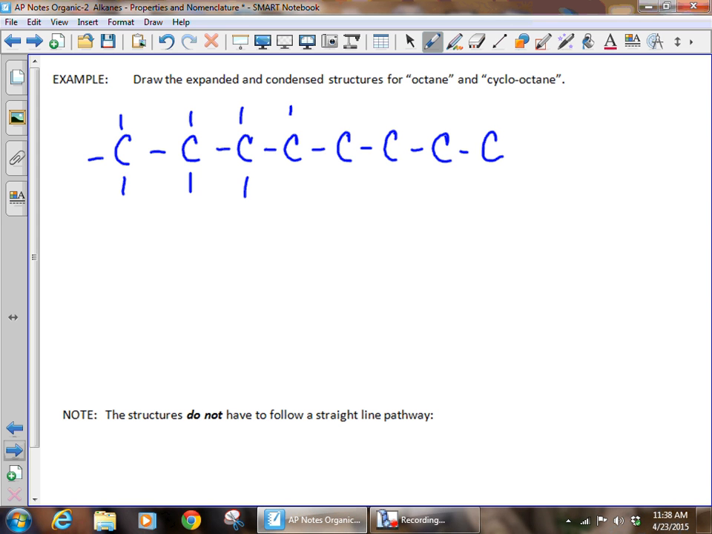This chain of carbons in the middle are going to have 2 more lines drawn around them, and then the one on the end is going to need 3, representing again 3 pairs of electrons. So every carbon has 4 pairs of electrons, and each of those lines in octane are going to be attached to a hydrogen. And this is the expanded structure. It takes a little longer to write.